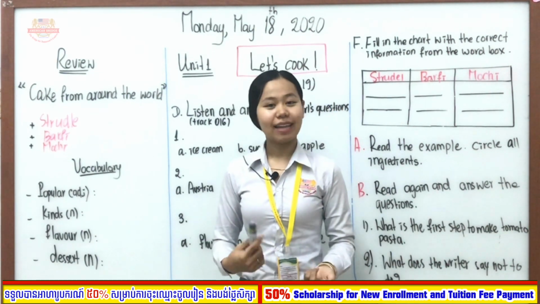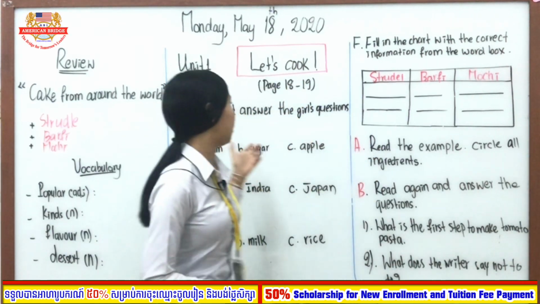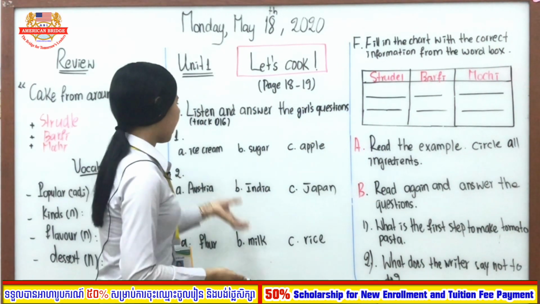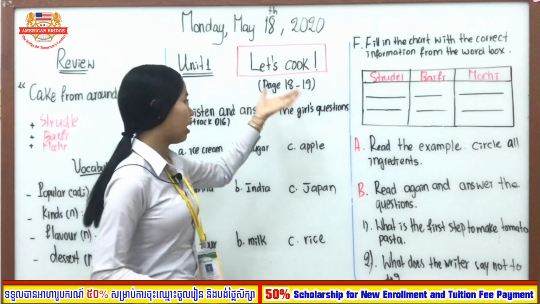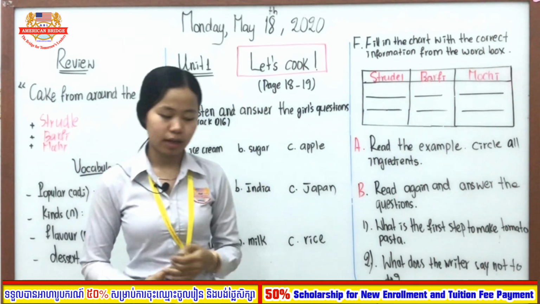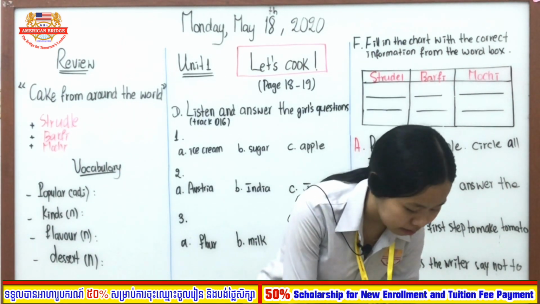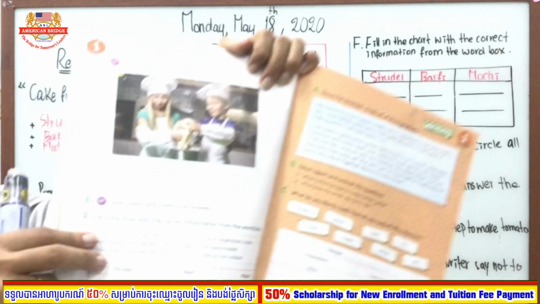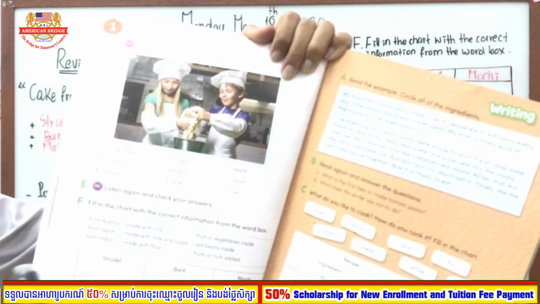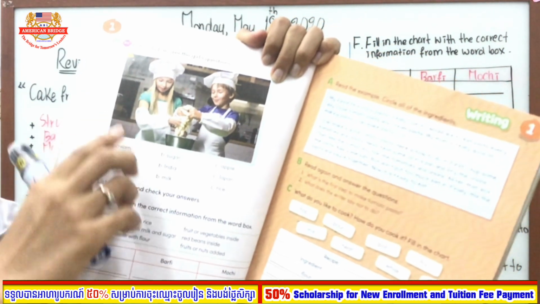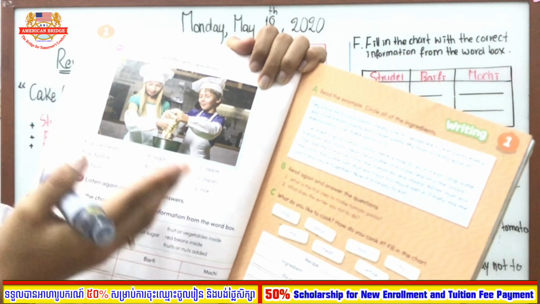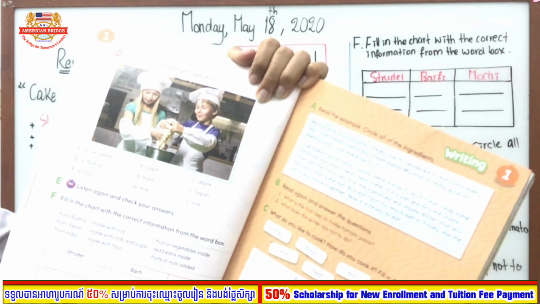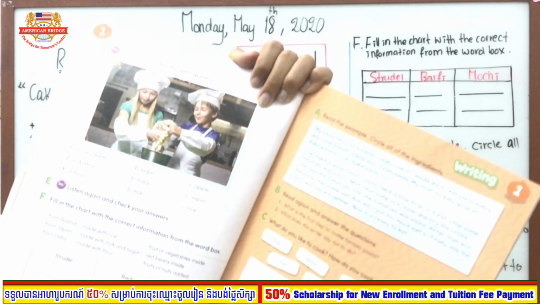Now let us move on to our exercises regarding unit 1. Like teacher said, you can open your book on pages 18 and 19 all together. We are going to start with the listening, section D, which is listen and answer the girl's question. Listen and answer the girl's question.